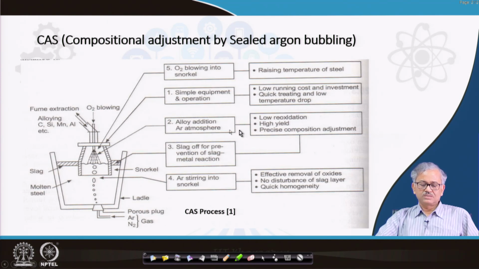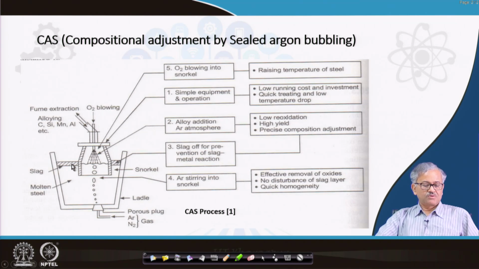Okay, so with alloy addition there is low reoxidation, because the alloy doesn't reoxidize since you don't have interaction with the atmosphere. Also the slag is separated, slag is off from here. So that's why there is low reoxidation, high yield, and precise composition adjustment is possible.